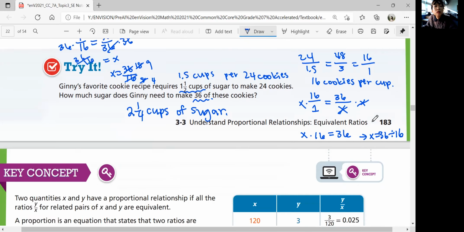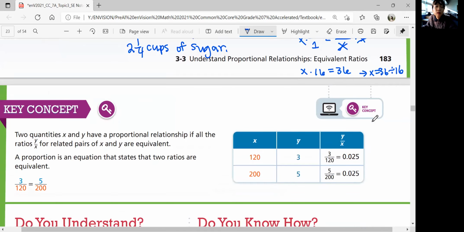All right, so that was lesson 3. Let's summarize our lesson. Two quantities x and y have a proportional relationship if all the ratios y/x for related pairs of x and y are equivalent. The proportion is an equation that states that two ratios are equivalent. So make sure you know what proportions mean.